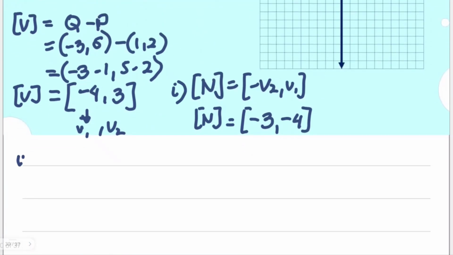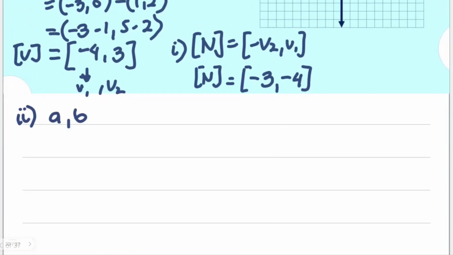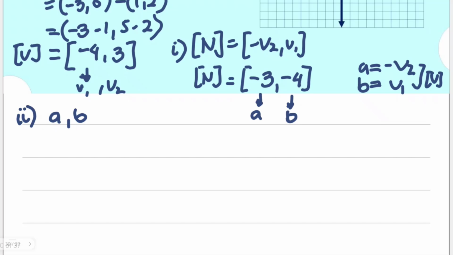The second step here is identifying the A and B coefficients for our form Ax + By + C. It's actually given as this, as our A, and this is our B on our normal vector. Or in short, A is just equal to -v sub 2, and B is v sub 1 of your vector V, which we pass to a normal vector. Following this process, our A is -3, and our B is actually -4.